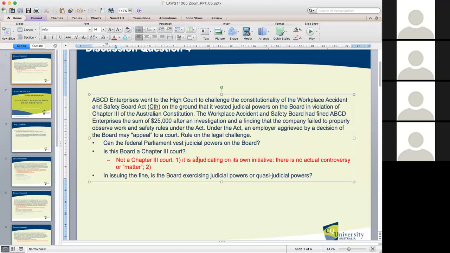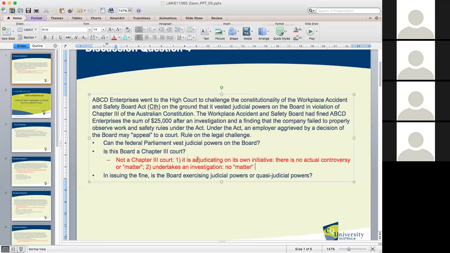What else? From Janet, there was no existing matter. The issue arose after an investigation. It undertakes an investigation, which, related to that first point, means there is no matter. Again, no matter, in quotes. Okay. What else is there in the case facts?